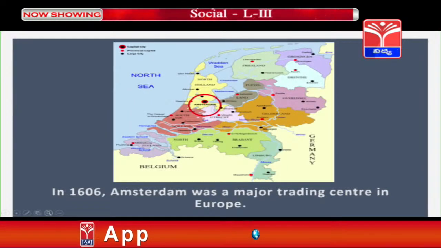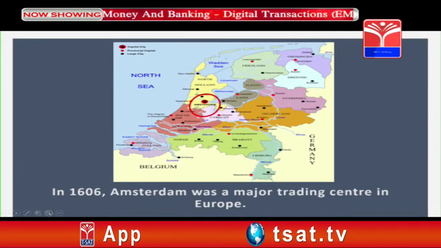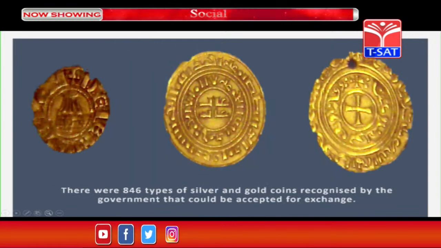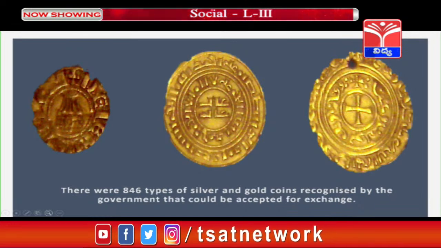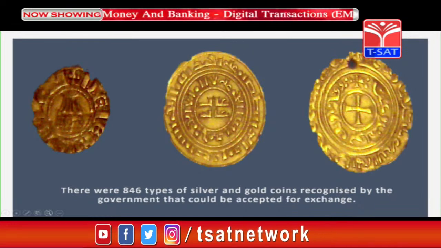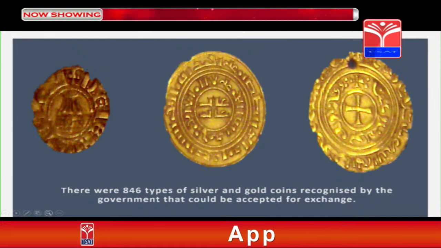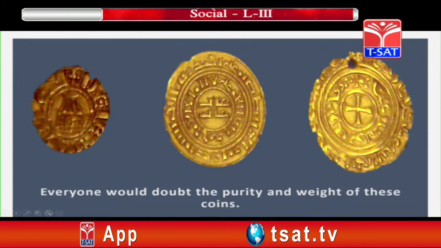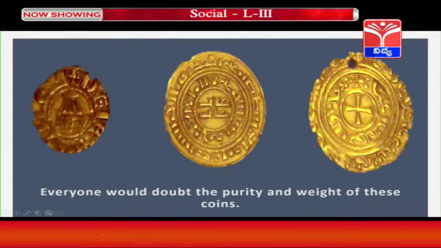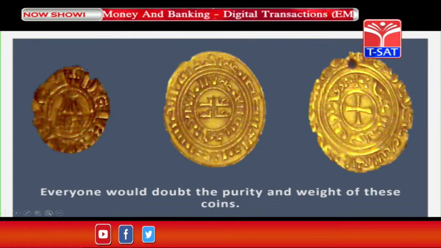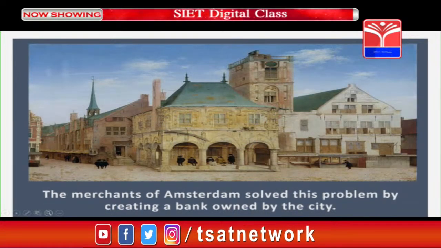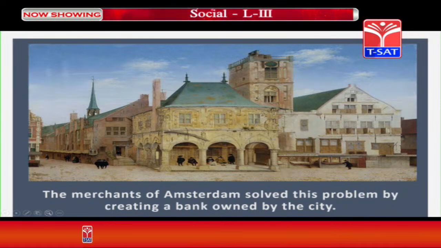The first bank emerged in 1606 in Amsterdam, which was a major trading center in Europe. There were 846 types of silver and gold coins which were recognized by the government, and that could be accepted for exchange. However, traders were always suspicious of each other, and everyone would doubt the purity and weight of these coins. And the merchants of Amsterdam got together and solved this problem in a unique manner.